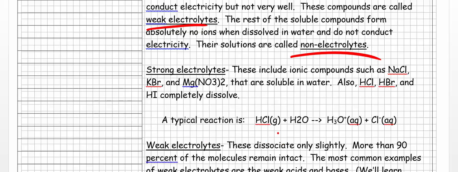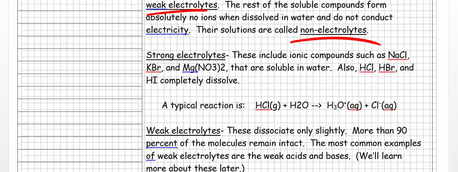So a typical reaction would be this. If I put hydrochloric acid in water, I would get H3O+ and Cl-. H3O+ because the H+ that dissociates is going to associate with water to form the hydronium ion, H3O+, and the chloride ion, okay?